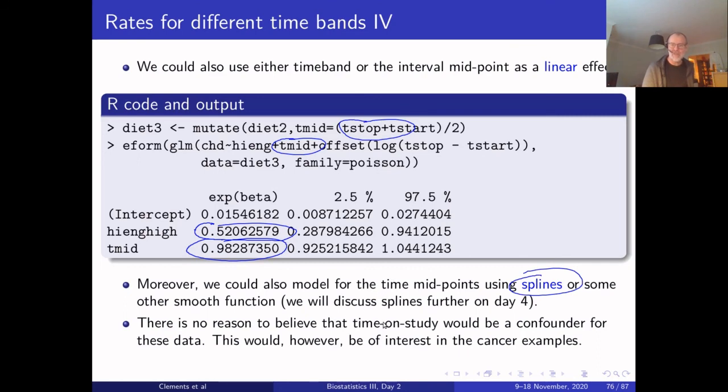There is no reason to believe that time on study would be a confounder for these data. This would, however, be of interest in the cancer examples. The reason we don't believe this is that when we looked at the rate patterns by time on study, the rates were fairly flat.